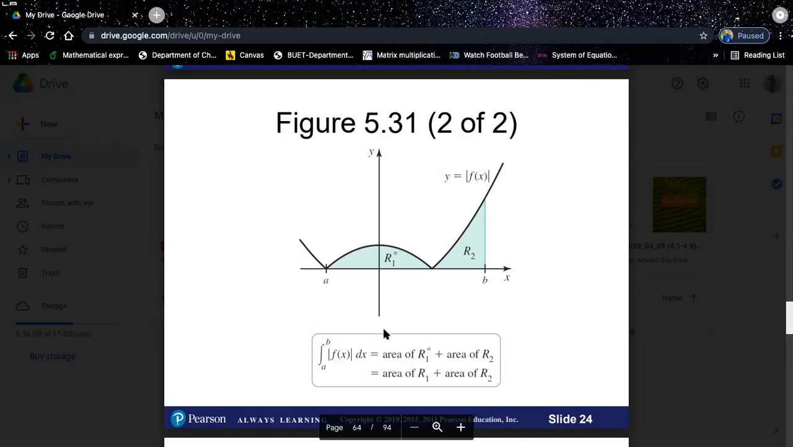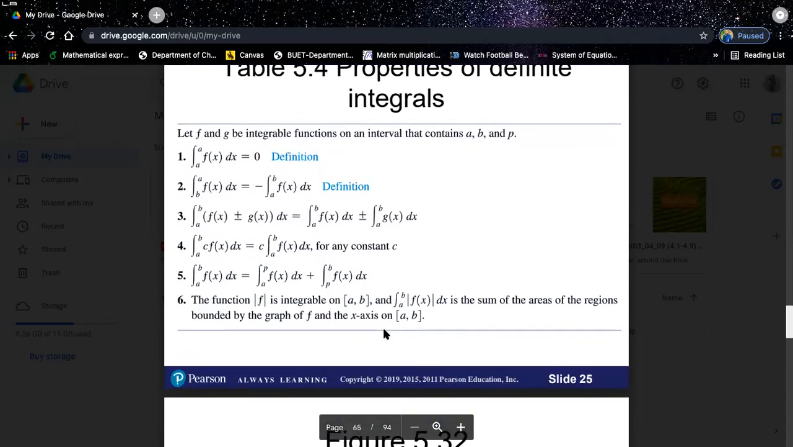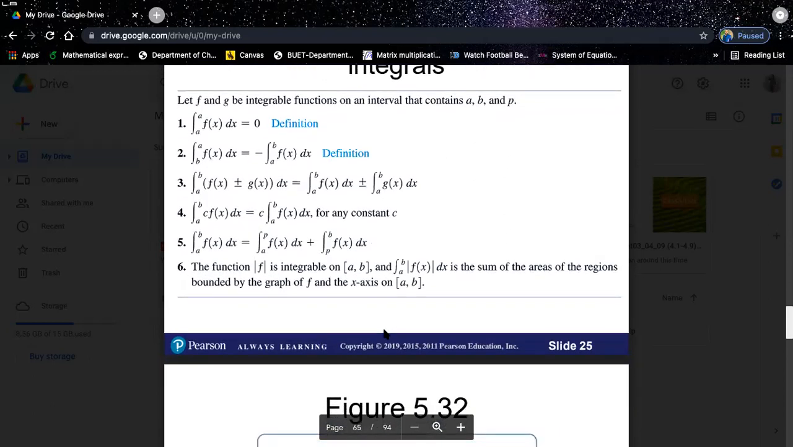This is quite easy to understand. What else? So number 6 says if the function is integrable, the definite integral is the sum of the areas of the region bounded by the graph of f and the x-axis. Okay, bounded by the graph of f and the x-axis.